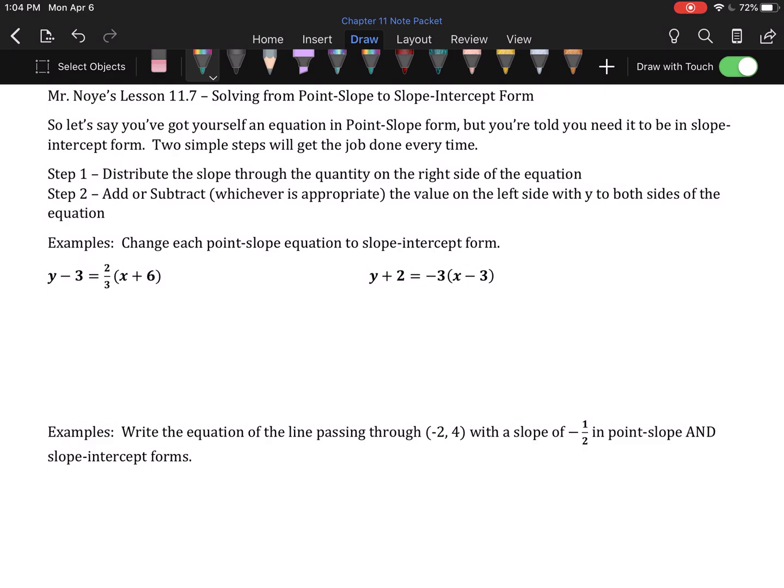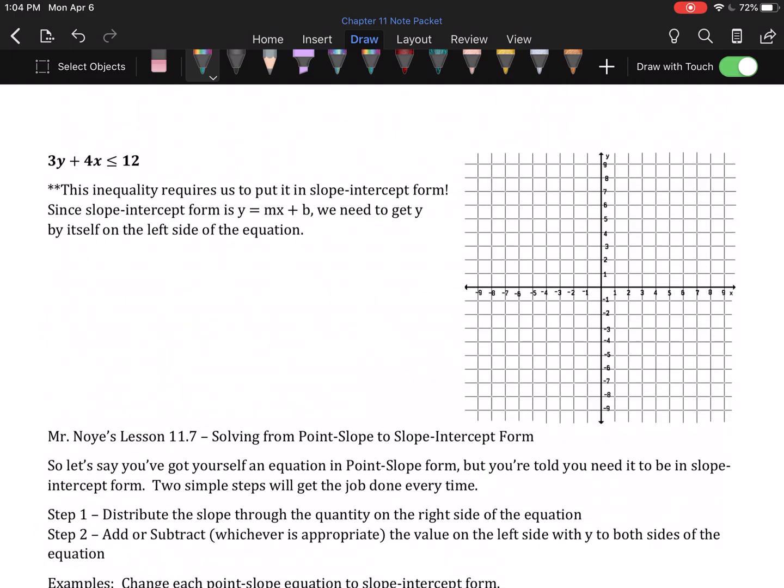Y minus 3 equals 2/3 times the quantity x plus 6. Distribute. Give the 2/3 to both things in the parentheses. Y minus 3 equals 2/3 x plus 2/3 times 6.